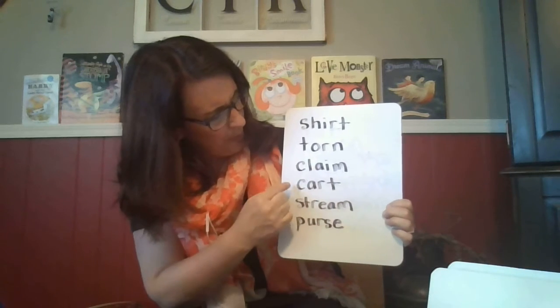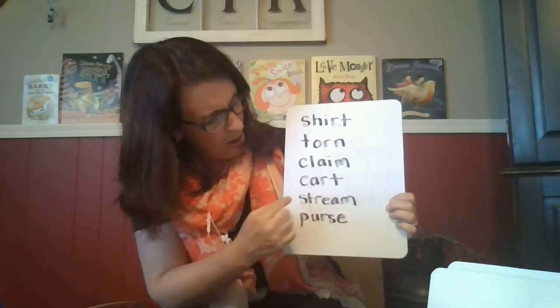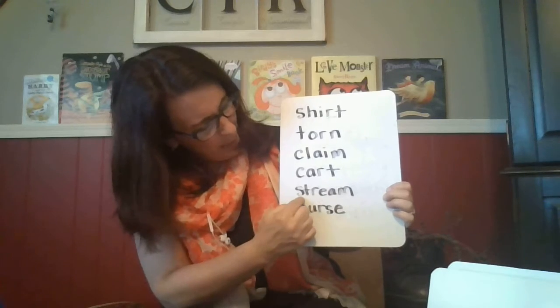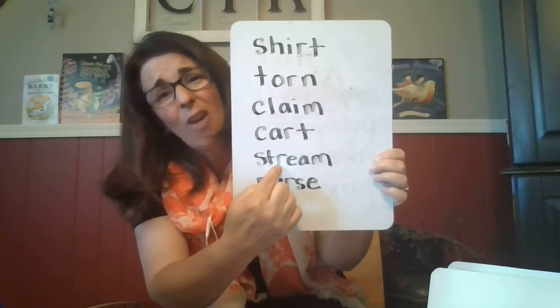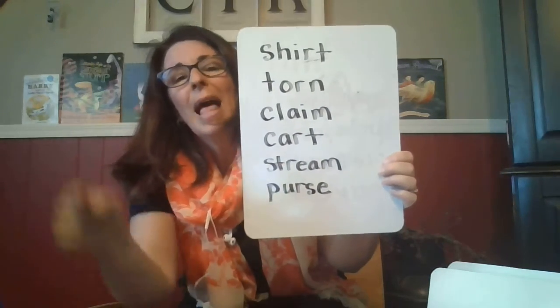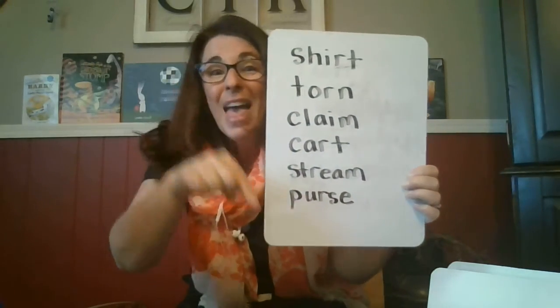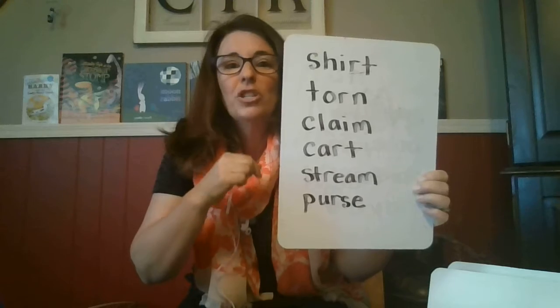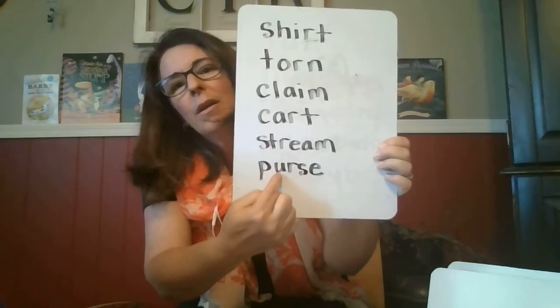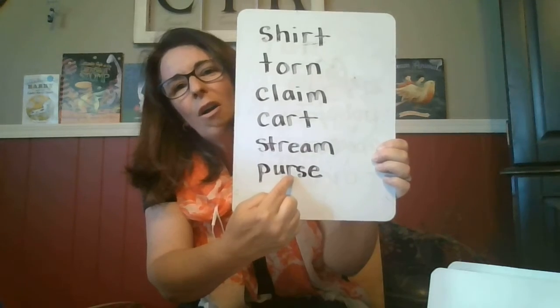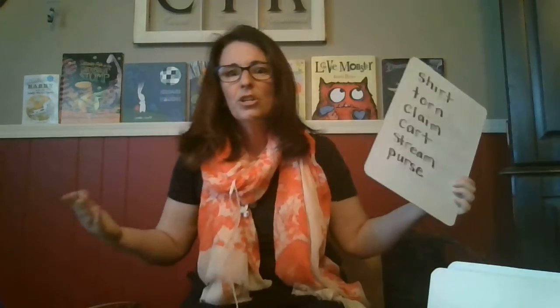There is no R in claim. Cart. Yep, there's our AR. Stream. Nope. There's our blend. It does have a letter R in it, but it's not an R controlled. The vowel has to come first, then the R, for it to be R controlled. Purse. Let's check. There's the vowel, and there's the R. That makes it R controlled.